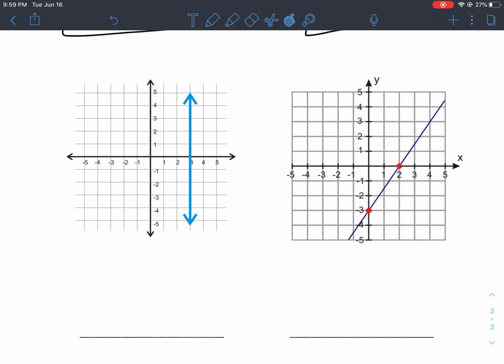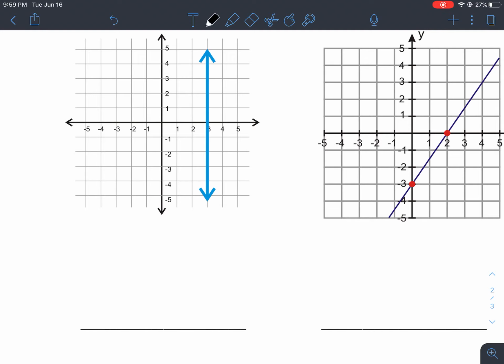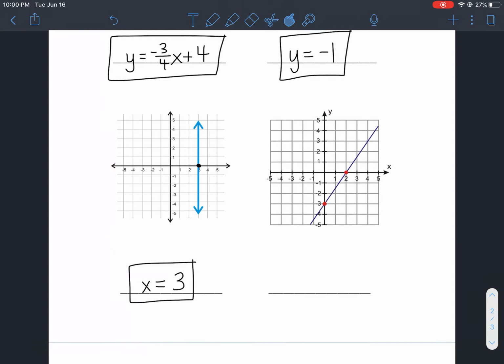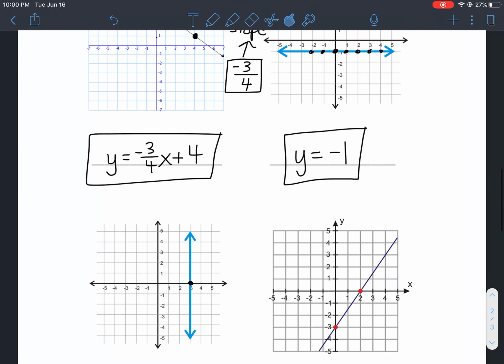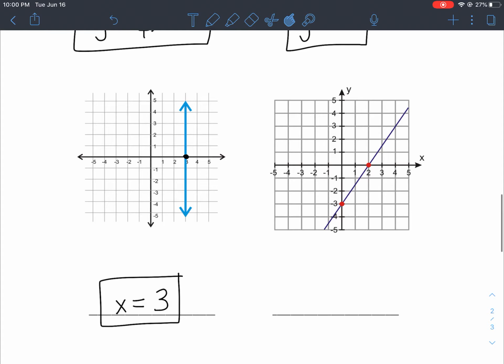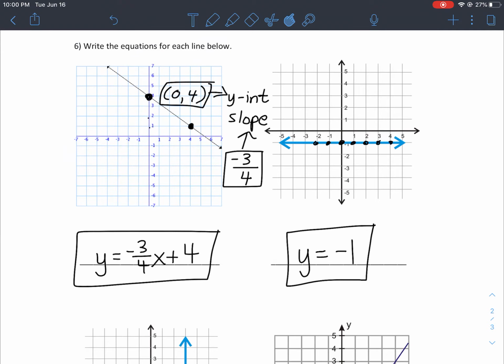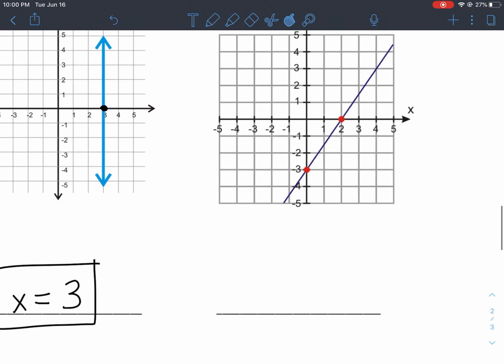Okay, our next one, we have a vertical line. Anytime you have a vertical line, you should be thinking x equals a number. And what number does the line go through on the x-axis? It's 3. So there's our equation right there, x equals 3. So if you have those memorized, if you see a vertical line, x equals a number, horizontal line, y equals a number, remember vertical line slope is undefined, and horizontal line slope is 0.